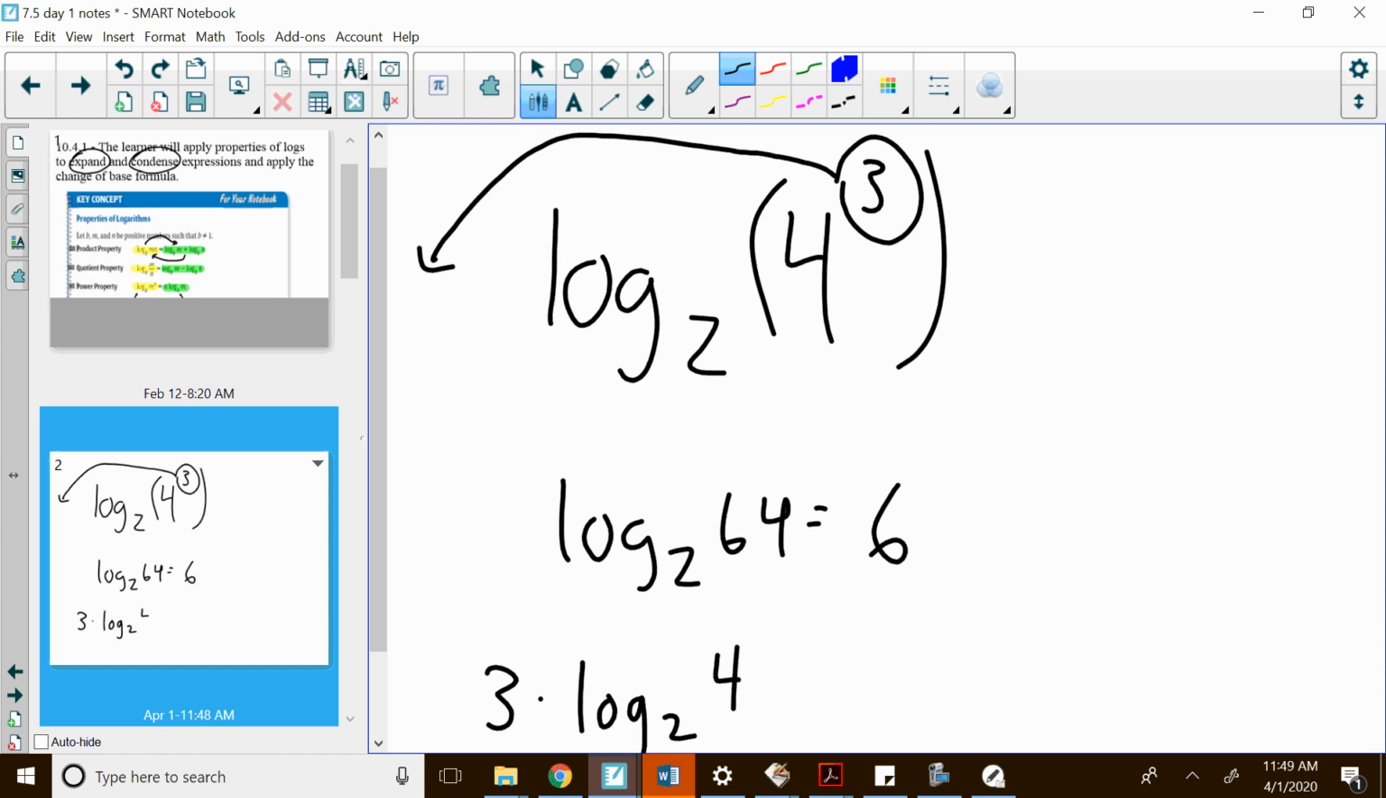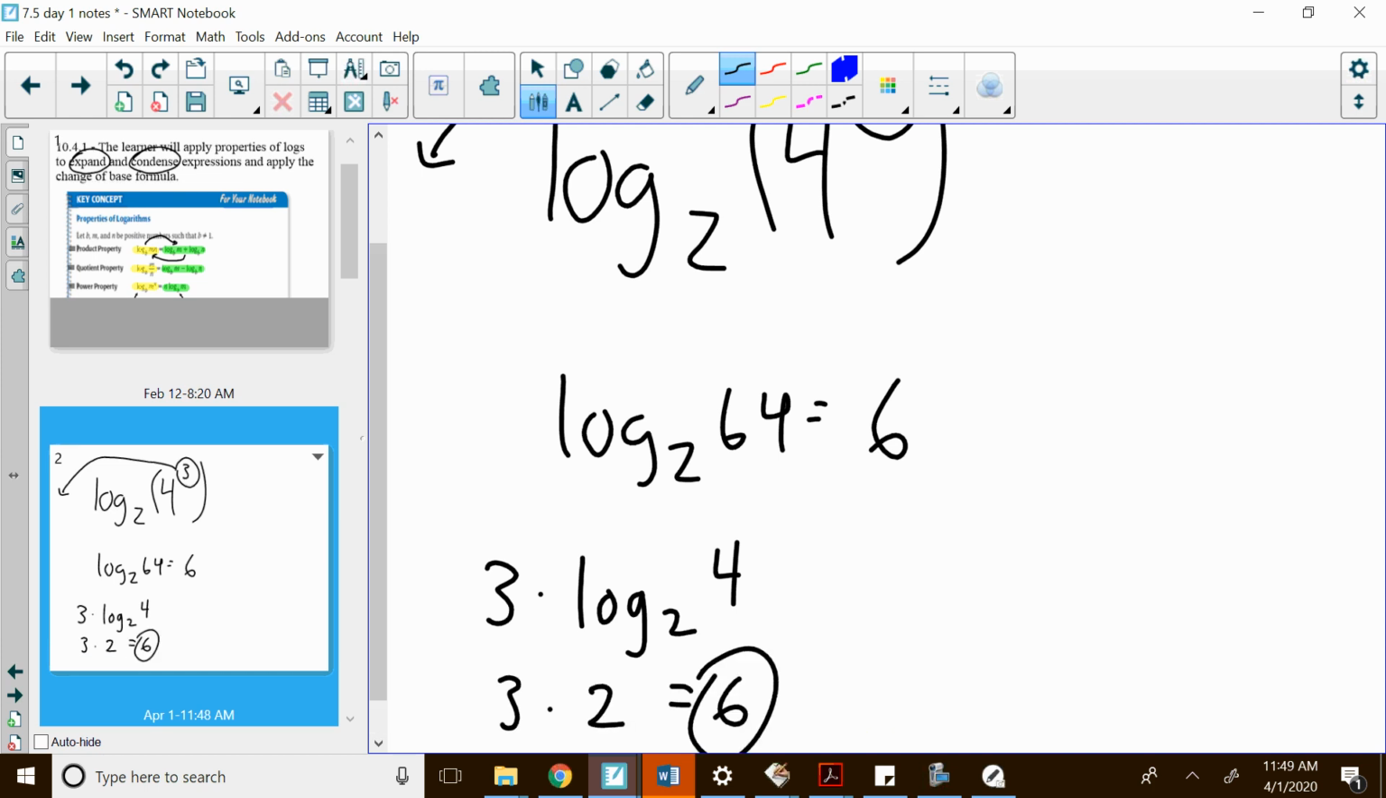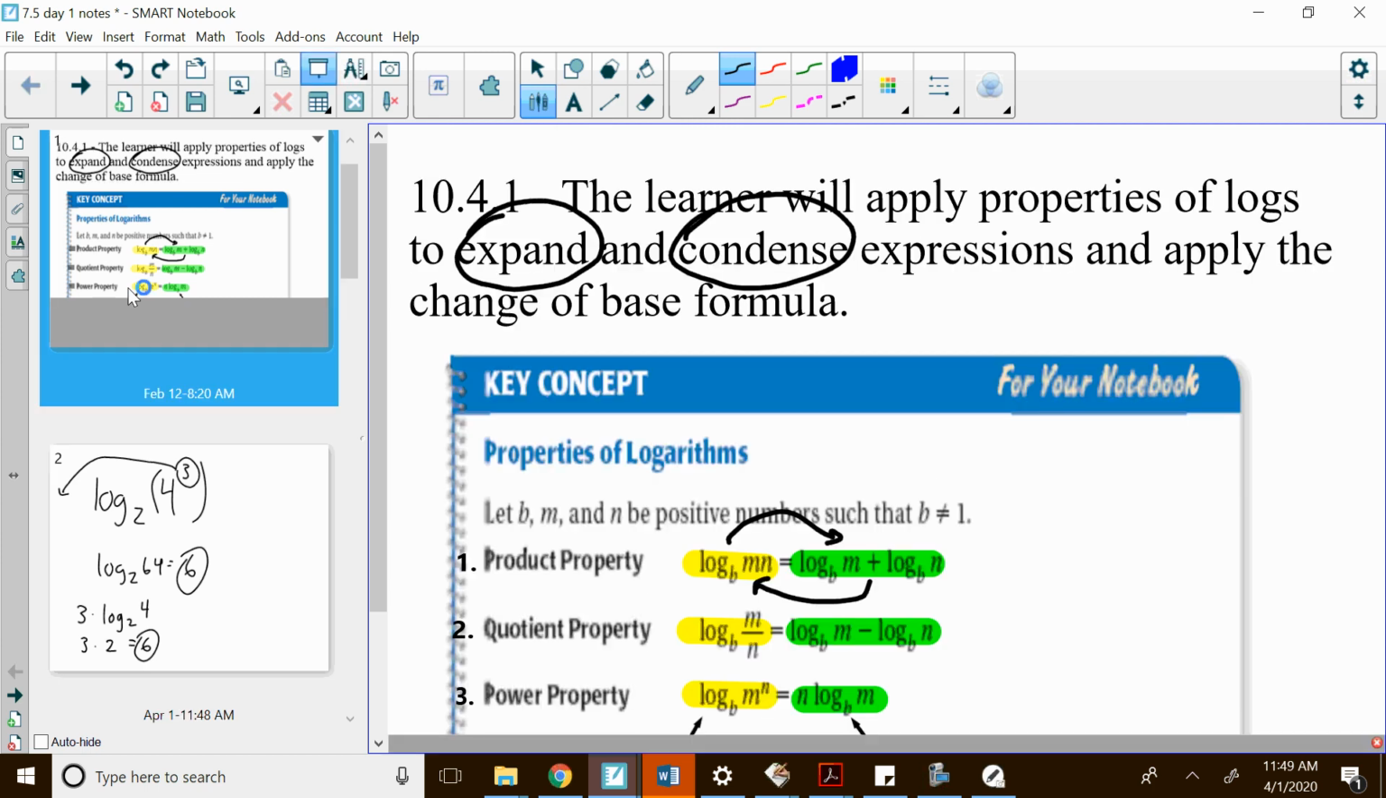And let's make sure that's legal. What's the log base 2 of 4? It's 2. 3 times 2 is 6. We get 6 both times. So the power property is also legal.